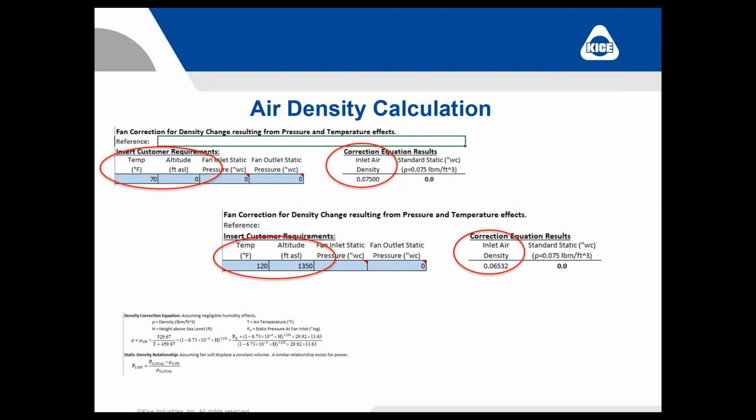Okay? Now, if I correct that same spreadsheet for 120-degree temperature air and 1,350 feet above sea level, my air density corrects to 0.06532. So there's that correction. That's what the difference is made between 70 degrees and 120 degrees, and 0 feet above sea level and 1,350 feet above sea level. So let's remember a couple numbers here. 0.075 was my standard air, and 0.06532 is my corrected air.